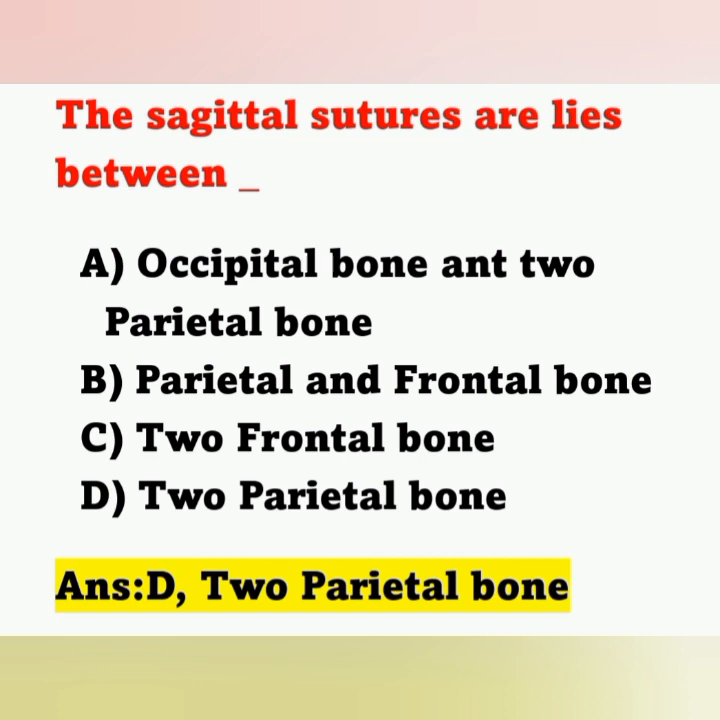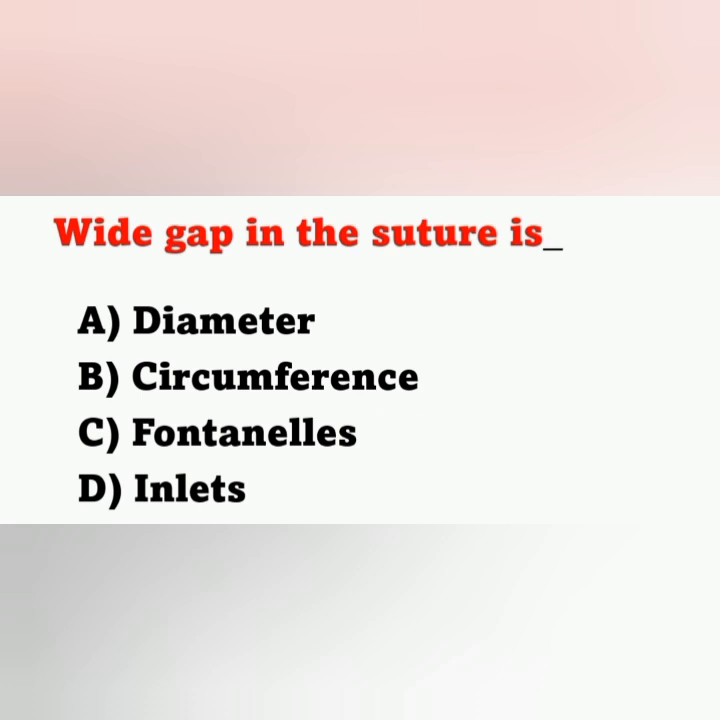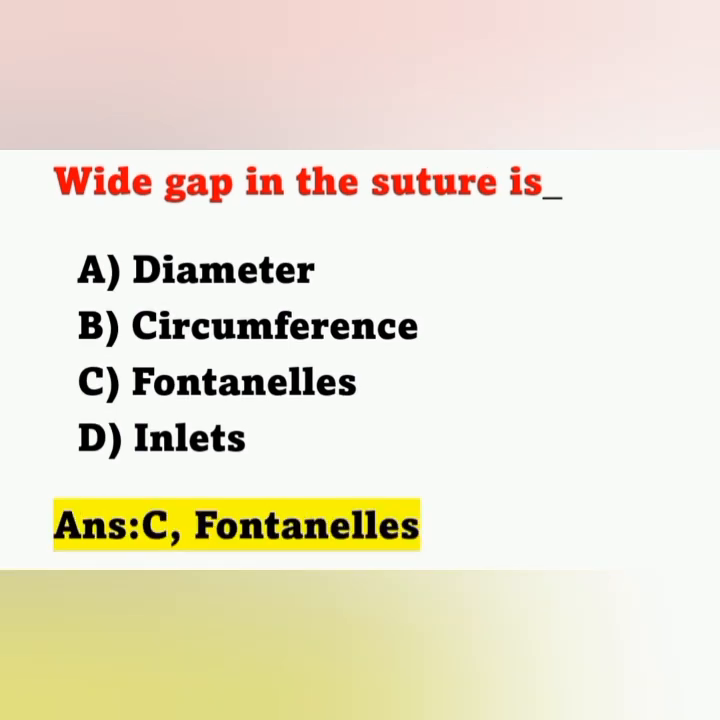Here our question is, the sagittal suture lies between the two parietal bones. The next question: a wide gap in the suture is known as what? Option A, diameter. Option B, circumference. Option C, fontanelles. Option D, inlets. The wide gap in the suture is known as fontanelles. Option C is the correct answer.